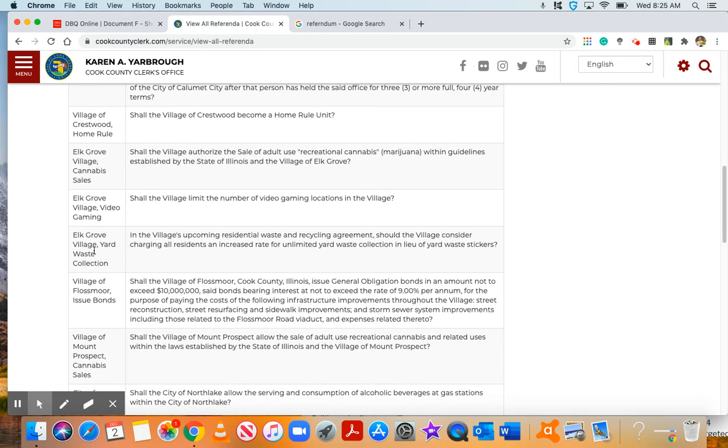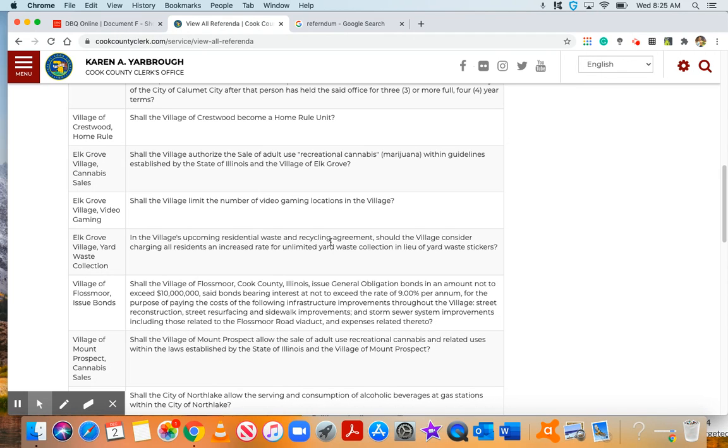And then the third question is about garbage pickup. In the village's upcoming residential waste and recycling agreement, should the village consider charging all residents an increased rate for unlimited yard waste? So like when I cut the grass, I have to pay like $2.50 a bin for them to pick up. They're saying, do we want to just charge you more overall and then you don't have to get yard stickers? And so I had to answer yes or no to those questions. This is what a referendum is. It is a specific issue, a specific question about a specific topic that will affect you in your town more than any other vote.